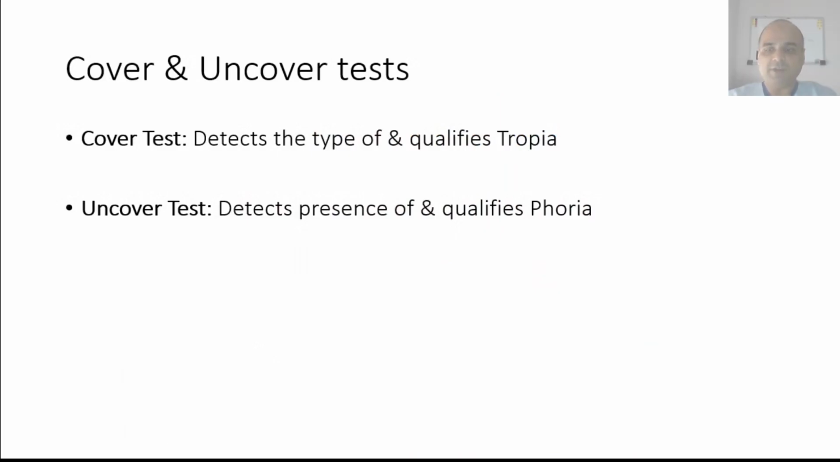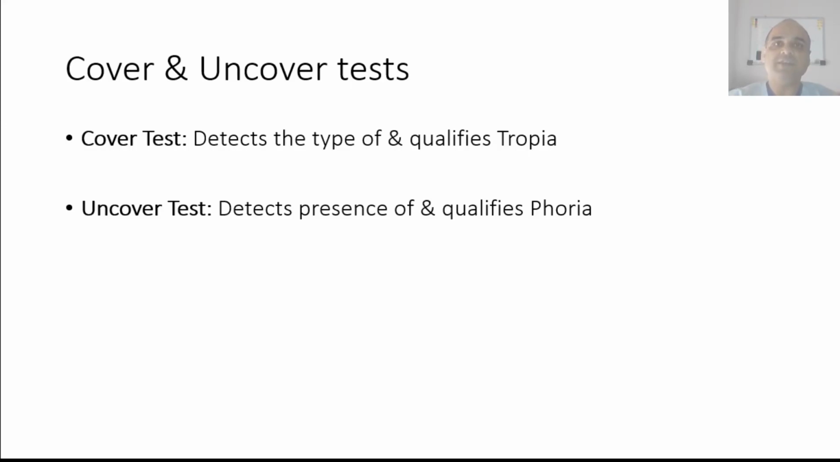So now we're going to be talking about the other test of ocular alignment, which is the cover and uncover test. The cover test is basically to detect and qualify a tropia. A tropia is a squint that's visible when both of your eyes are open. An uncover test is designed to detect and qualify a phoria.